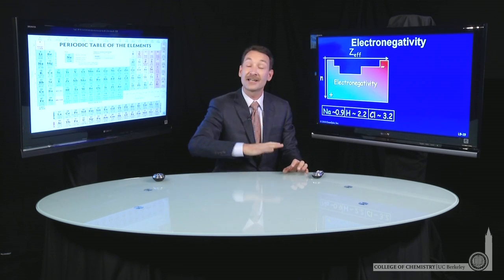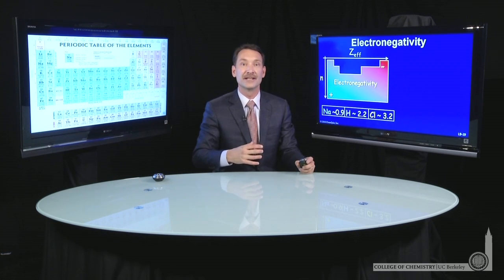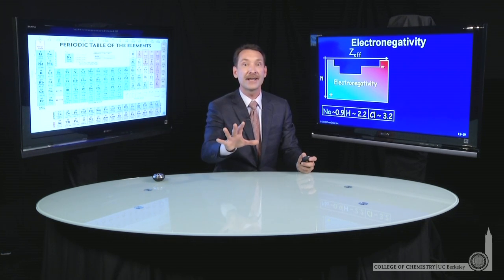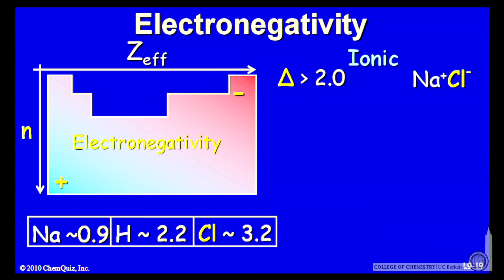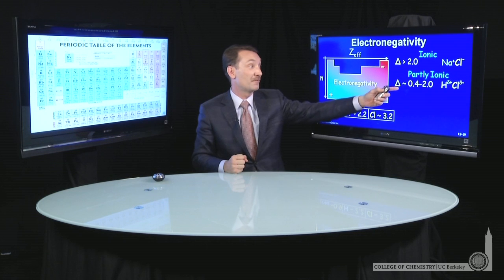You can catalog a continuum of bonds by looking at differences in electronegativity. The greater the difference, the more ionic or the more polar the bond, and the stronger the bond. So high ionic character is bonds where the difference in electronegativity is greater than 2 units, like sodium chloride. Sodium has an electronegativity of around 0.9, chlorine around 3. That's a big difference, and chlorine ionizes sodium to form an ionic bond. That's the strongest kind of bond you can have.